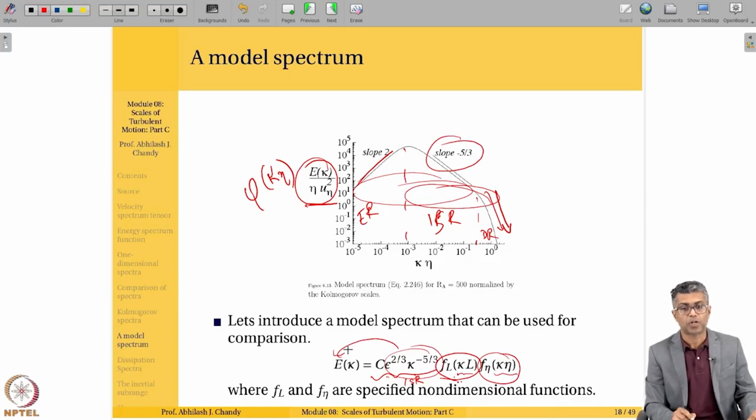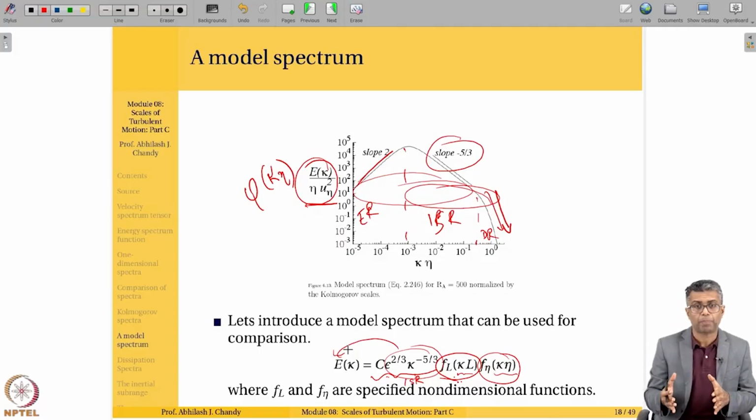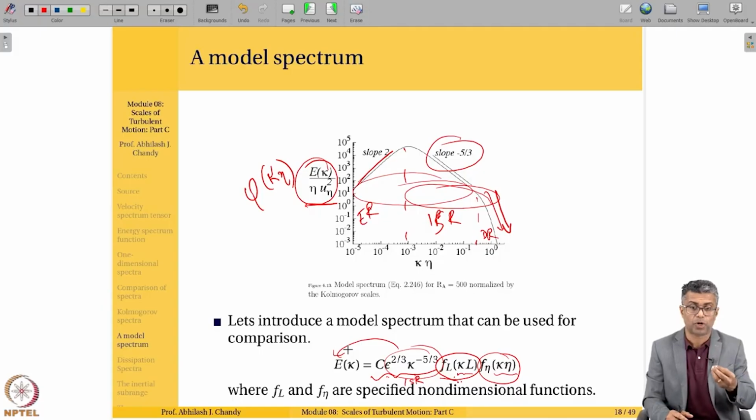If I take this epsilon to the 2/3 and kappa to the minus 5/3 to the other side, essentially I multiply that with the epsilon to the 2/3. On the other side it becomes epsilon to the negative 2/3 and kappa to the minus 5/3; on the left hand side it becomes kappa to the 5/3, and I multiply that with the energy spectra. Then what am I left with?